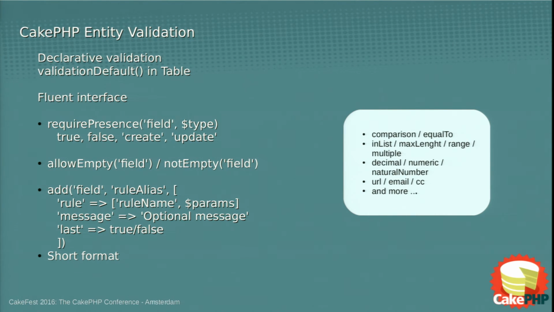Then, if the validation fails, the message is associated, and that specific property of the entity is marked as error. You can access the errors using the errors method at the entity level.